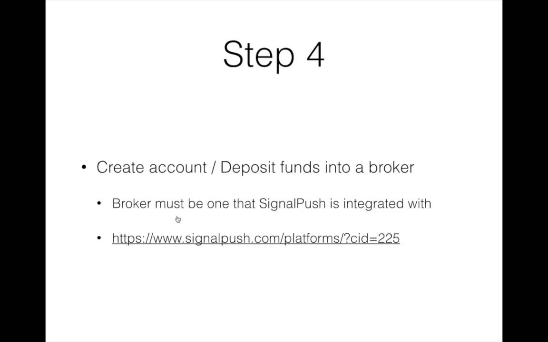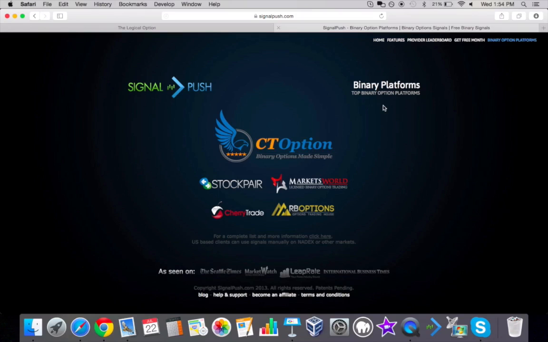Signal Push has a list of brokers that it has integrated its software with, which you can use, and you can find those brokers following this link that is displayed in the description below. It's important to note that for the software to work, it has to be one of the brokers that's listed on this page. So this link takes you here, and as you can see, there are 5 options for brokers. This might change in the future if they have more brokers that they have integrated with, but these are the 5 you can choose from now.